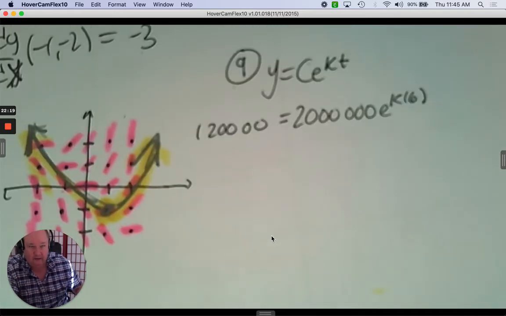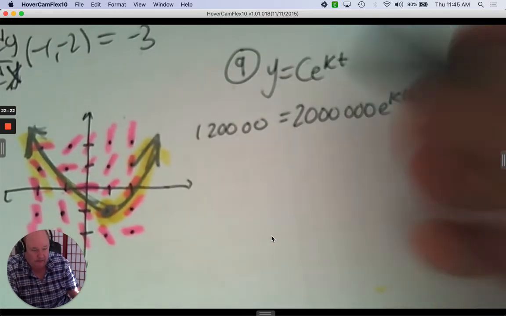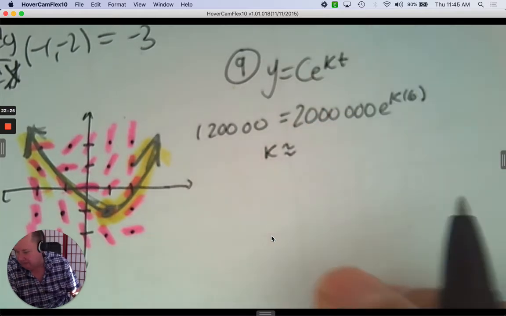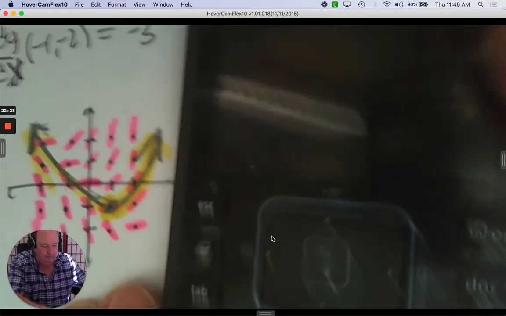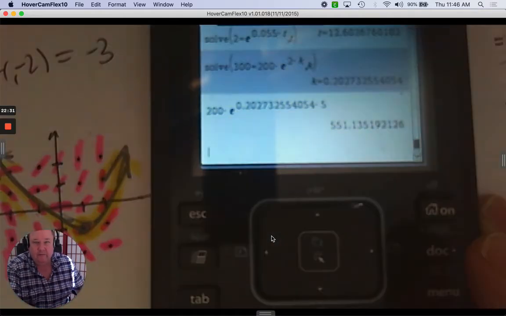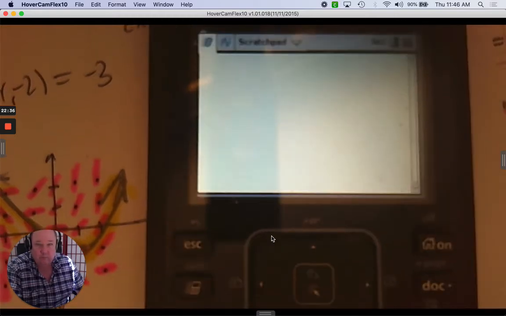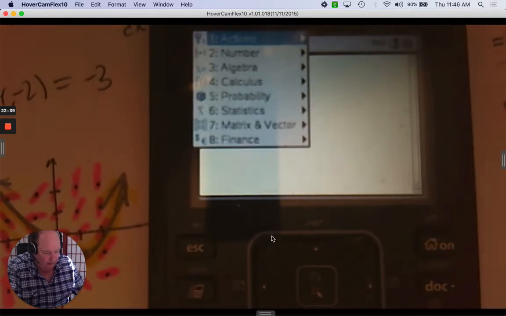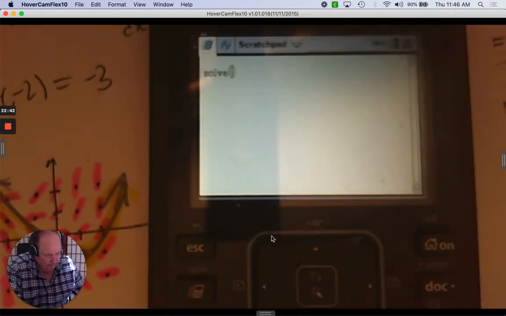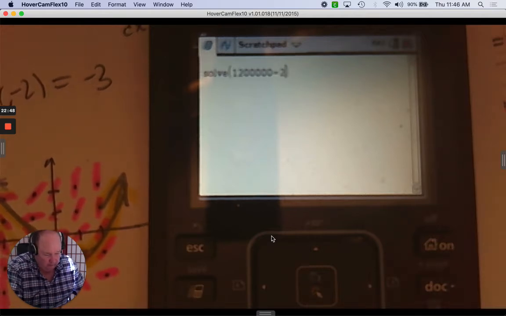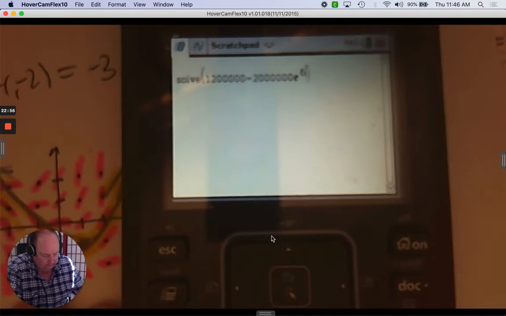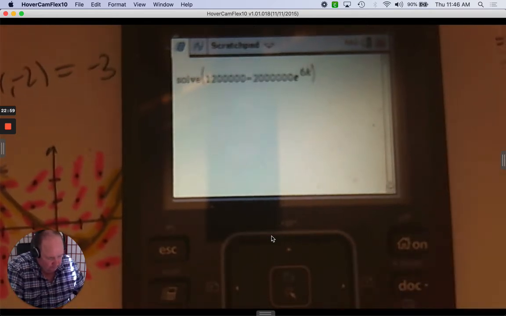So I'm going to use a calculator. So there's my setup. And I need to find what k is, and then I'm going to save it in my calculator. So let's do that together. So take out your calculator. So I'm going to press menu and then algebra, and then I'm going to solve it. And it's 1,200,000 equals 2 million e to the 6k, or k6. And then I want you to solve for k.